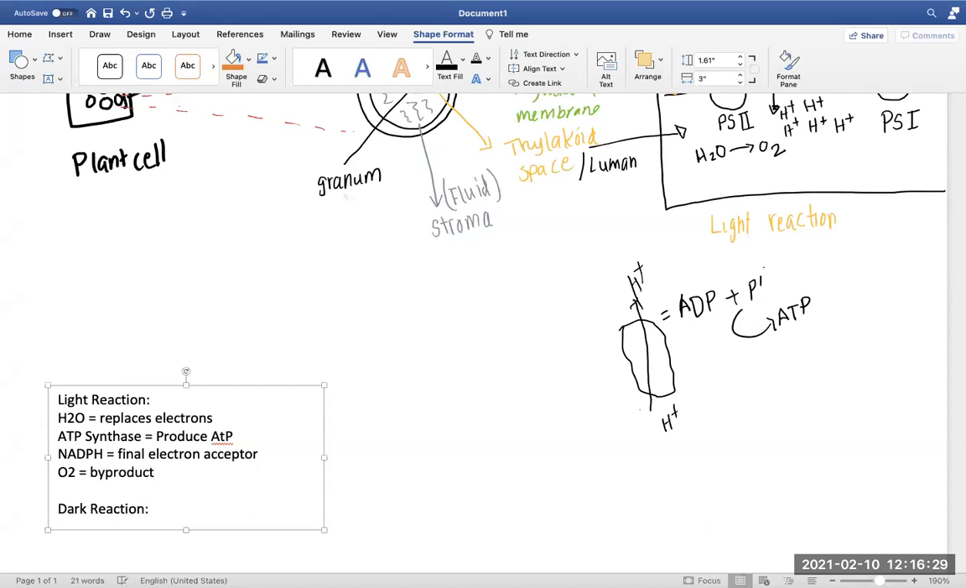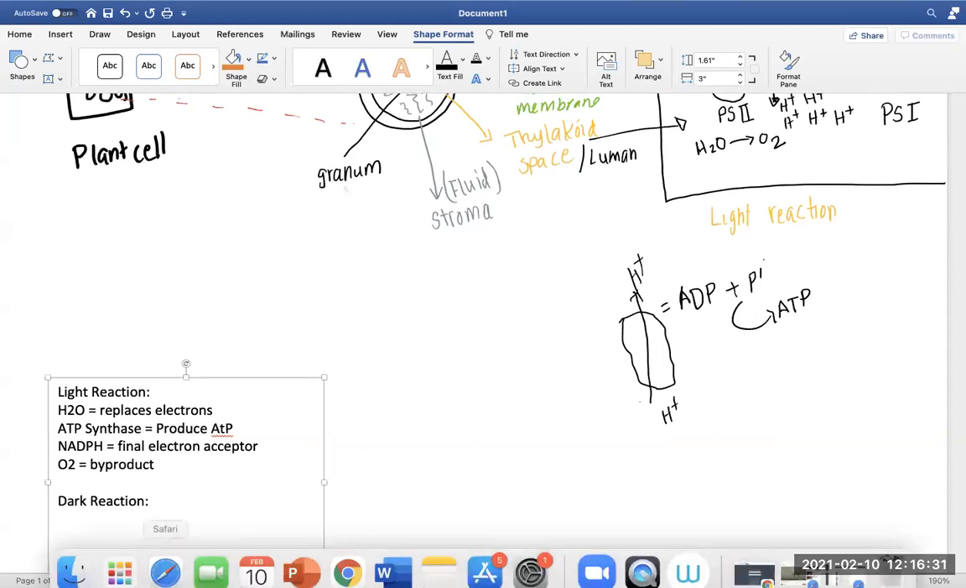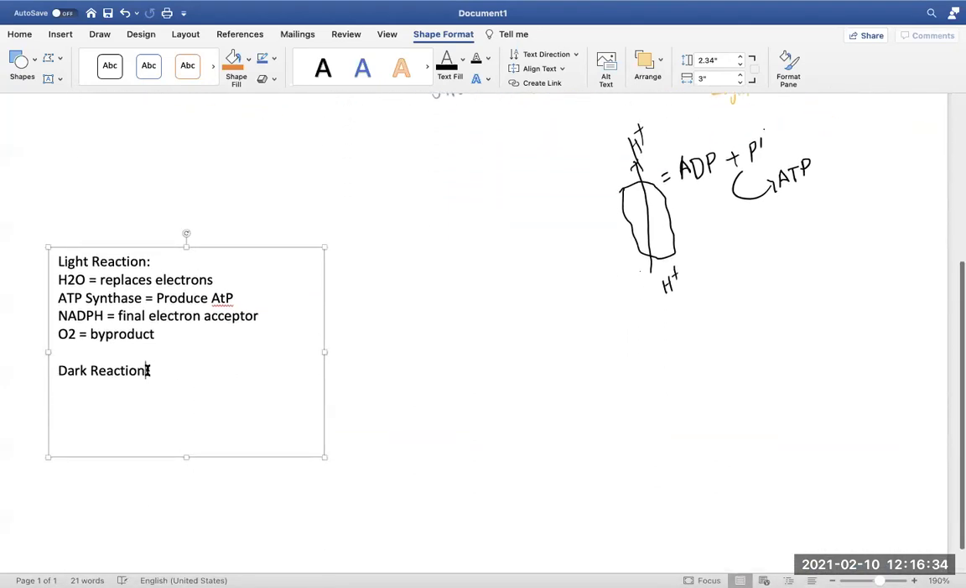In the dark reaction, I said you need to know what goes in and what comes out. You use CO2, and then Rubisco is going to basically attach those CO2 molecules together and produce glucose, which is a 6-carbon sugar. And then it rearranges byproducts to make more RuBP.